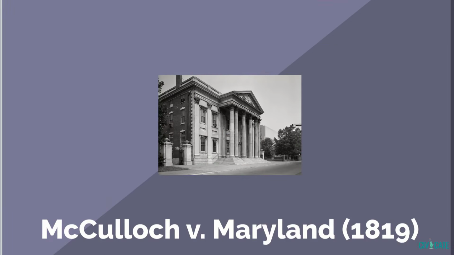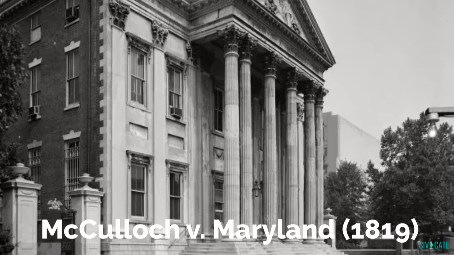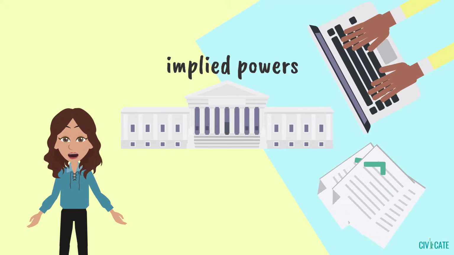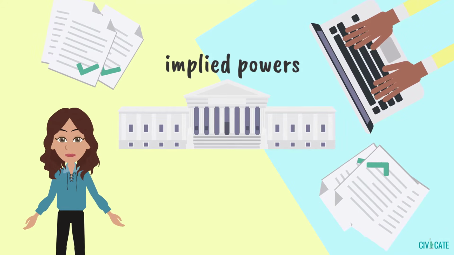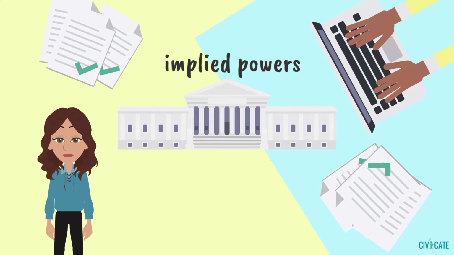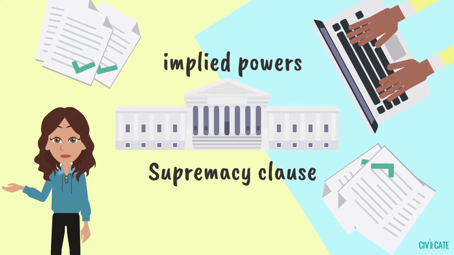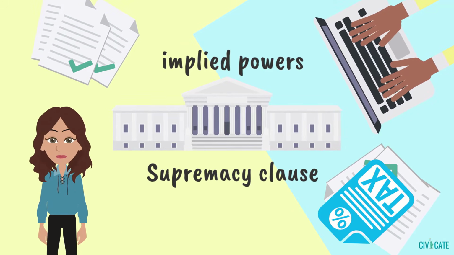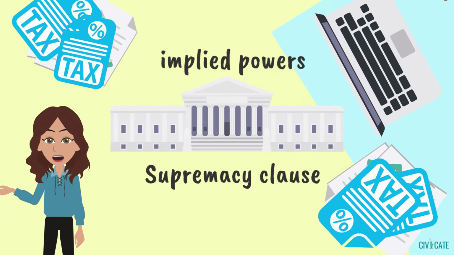McCulloch v. Maryland took place in 1819 after an employee at a Maryland branch of the Bank of the United States refused to pay the tax that Maryland placed on the bank. It set up implied powers, which are powers not clearly stated in the Constitution that are given to the government, because the Supreme Court stated that the creation of a national bank was constitutional. It also set up the Supremacy Clause, which states that federal laws are superior to state laws, because the Supreme Court ruled that the state of Maryland cannot tax the Bank of the United States.